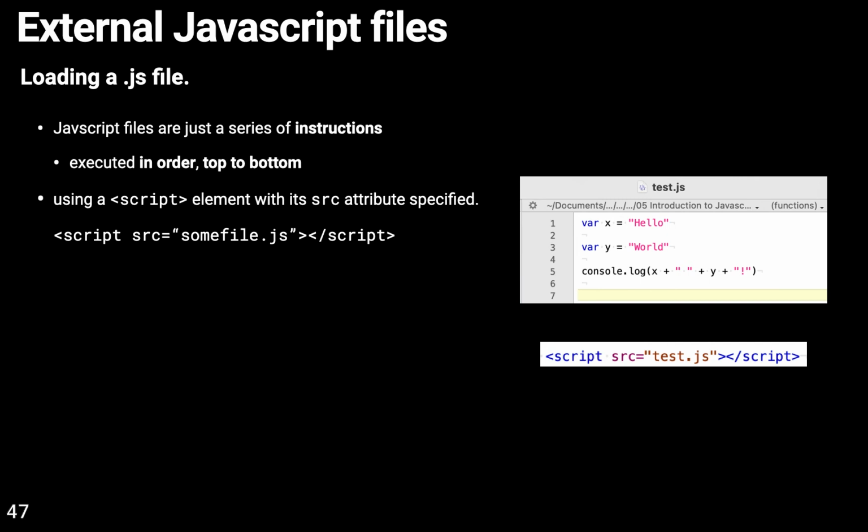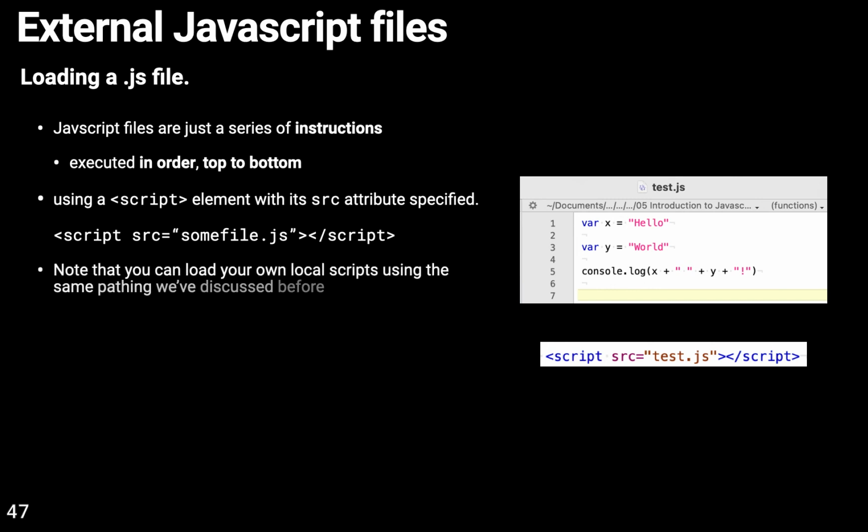So an example of this being this tag, right? Script src equals some file.js. That's the open tag, and then you just close it immediately if you're loading an external file. So note that you can load your own local scripts using the same pathing that we've talked about before, right? Find the route from this file in this HTML file to whatever other file I'm trying to load, right? I'm trying to load the JavaScript. Okay, go find that in the structure somewhere.